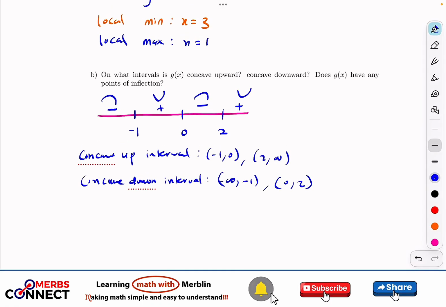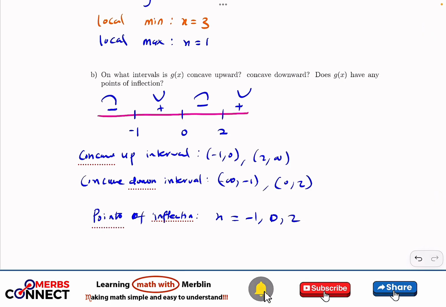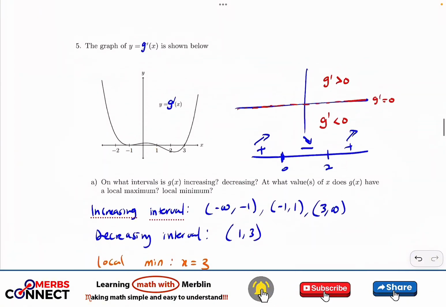And the question is, do we have point of inflections? Yes, we have them. We have point of inflection. So point of inflection is going to be x is equal to minus 1, 0, and 2. Why? Because all of them are changing sign. Positive, negative, positive, negative, positive. So all of them are point of inflection. So that is the idea here.